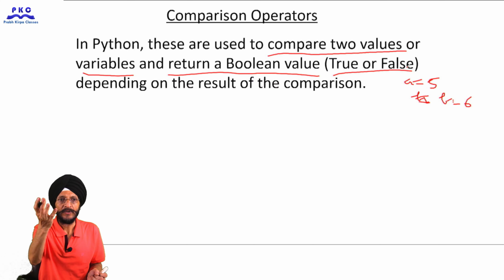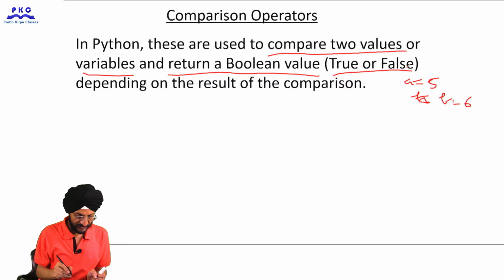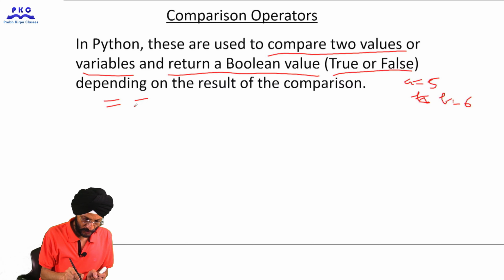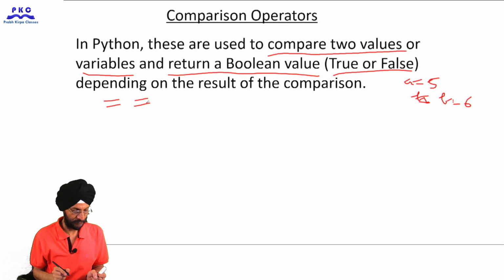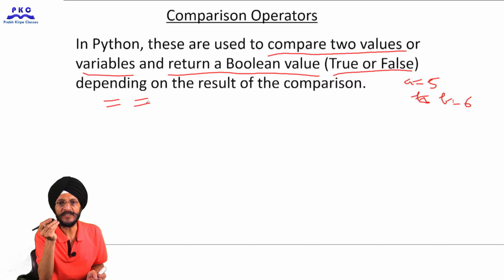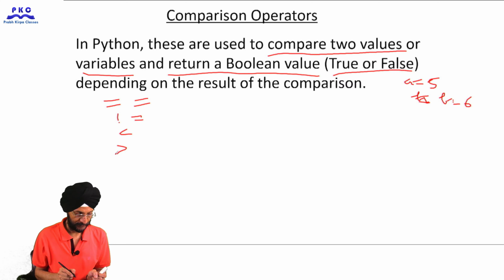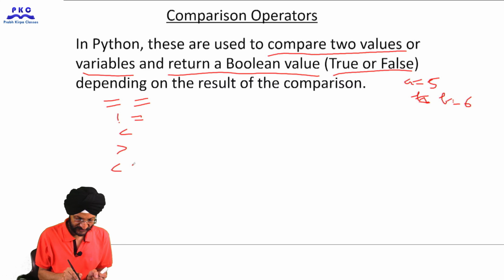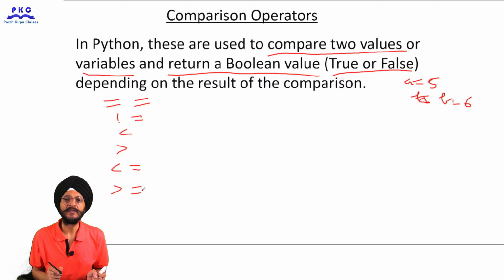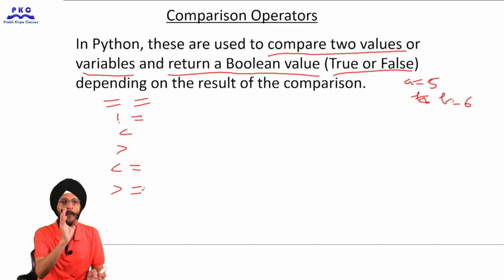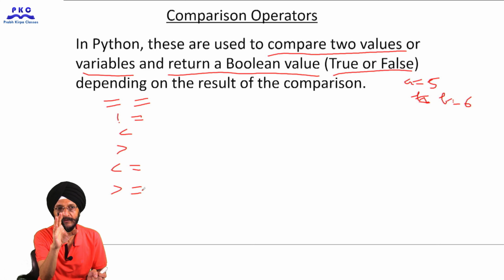Now there are some common comparison operators and these are: equal to, or equals, or double equal to, then not equal to, less than, greater than, less than or equal to, greater than or equal to. These are the common comparison operators which are used in Python.